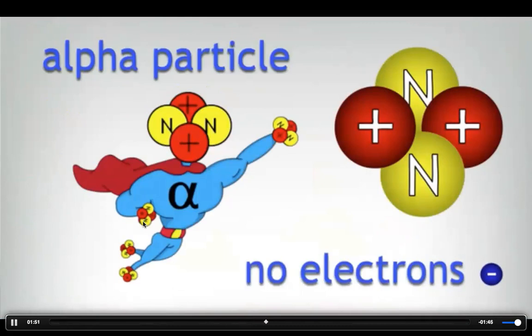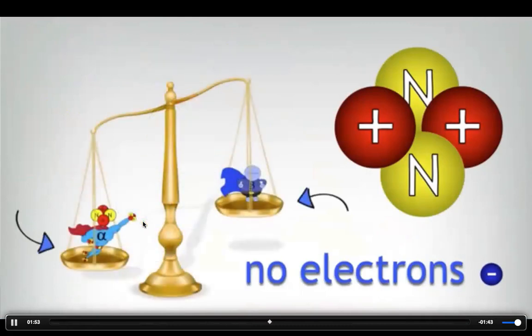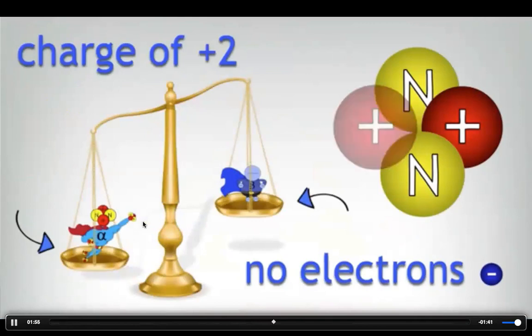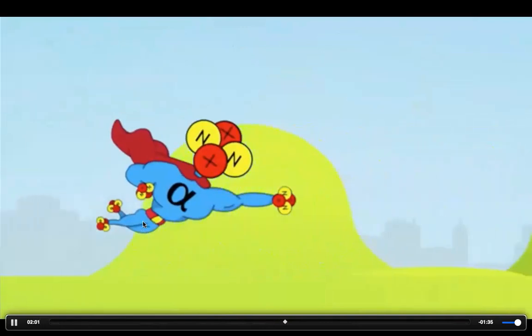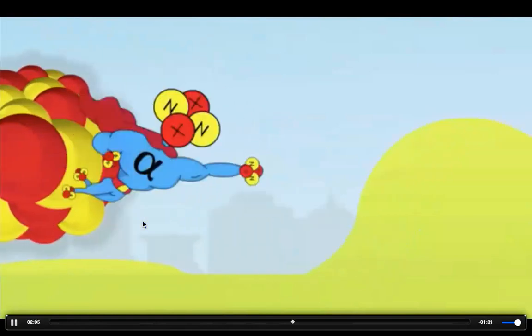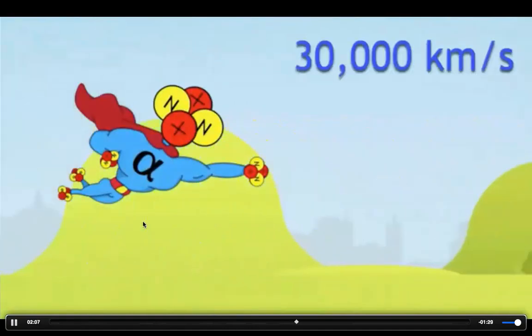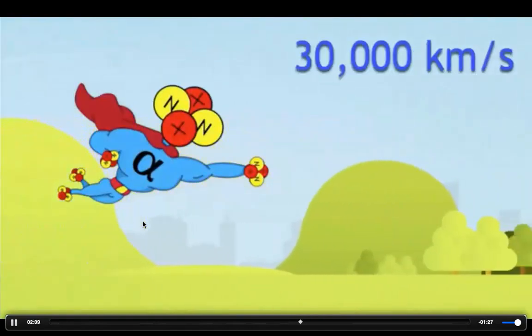It's the heaviest type of radiation, and the 2 protons give it a charge of +2. Also, because it's very heavy, it travels slower than other particles. Well, in particle terms anyway. They come out of the nucleus at 30,000 kilometers per second. You might find that a bit fast, but wait till you see the other particles.